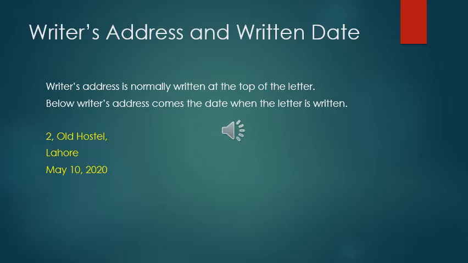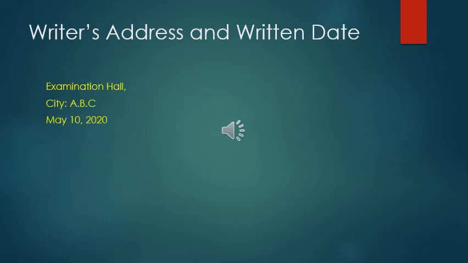Next, just below the address we write the date. This allows the reader to have a reference as to when the letter was written. He can then relate better to the contents of the letter. Since in board examinations students are asked not to disclose a personal address, you are required to write examination hall, city ABC. My dear students, kindly remember, your use of punctuation marks and capitalization in this particular part is very important. So note and remember where to use which punctuation marks.